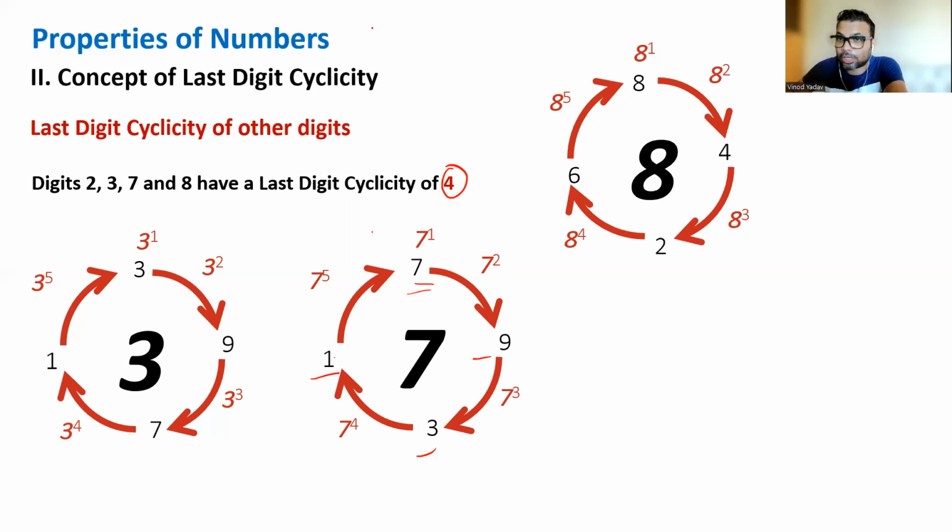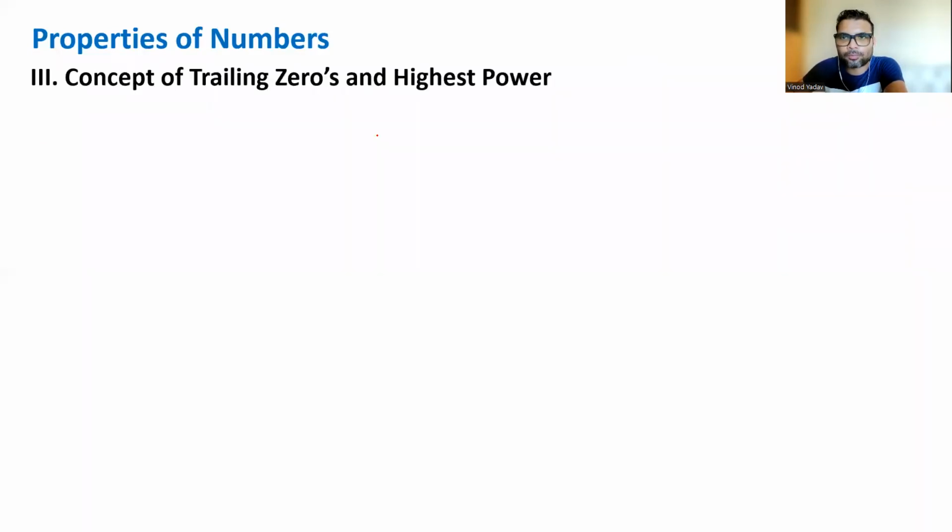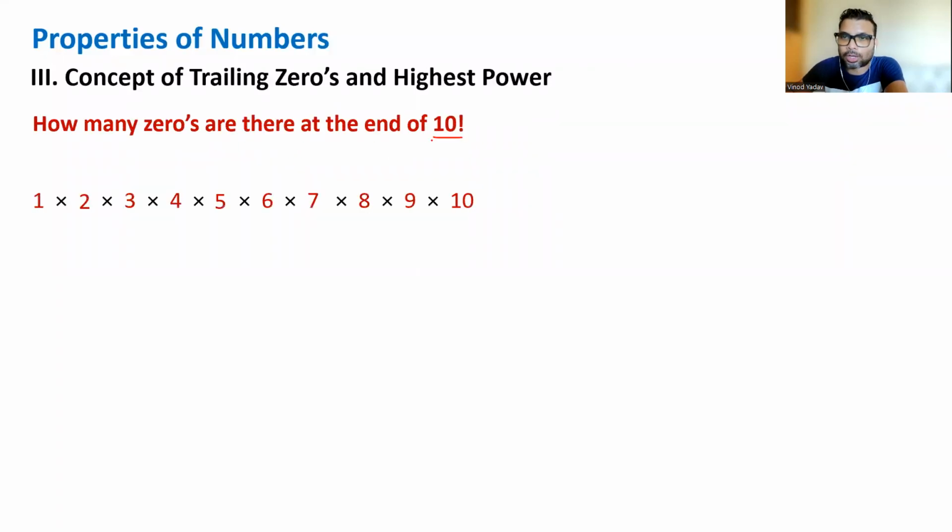Great. Now the last concept of this video, concept of trailing zeros and highest power. How many zeros are there at the end of 10 factorial? I hope you know what is the meaning of 10 factorial. There is one more way of writing 10 factorial like this. Ye dekhi, ye mat bolna ki out of syllabus hai. It is 10 factorial only. Okay, great. So product of first 10 natural numbers.